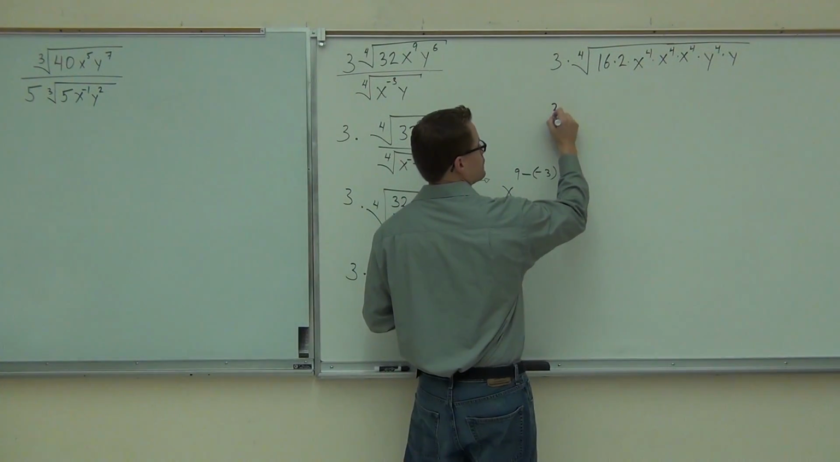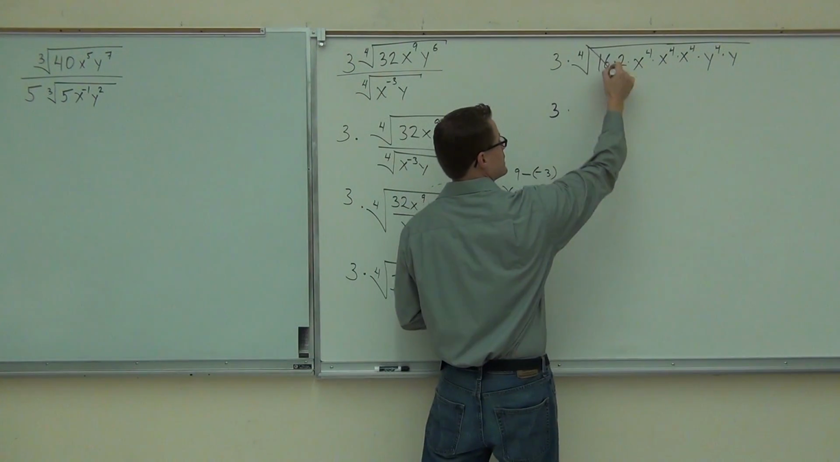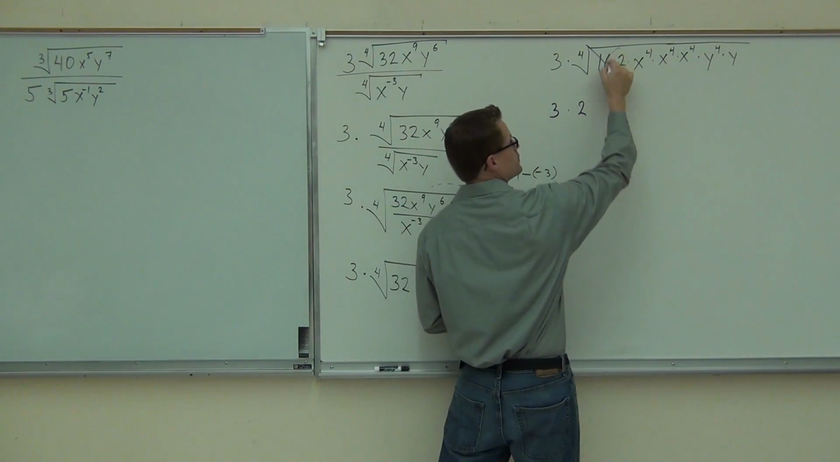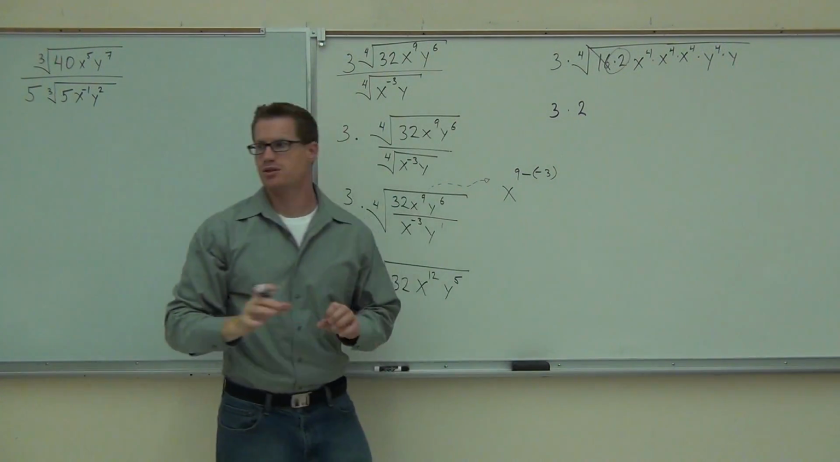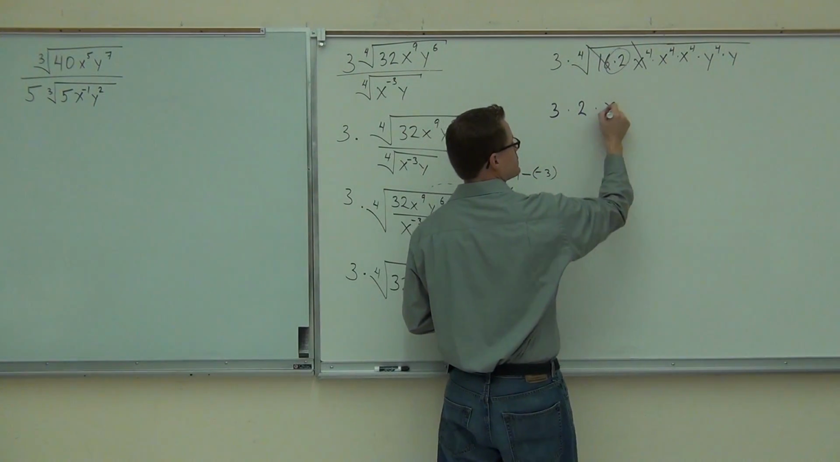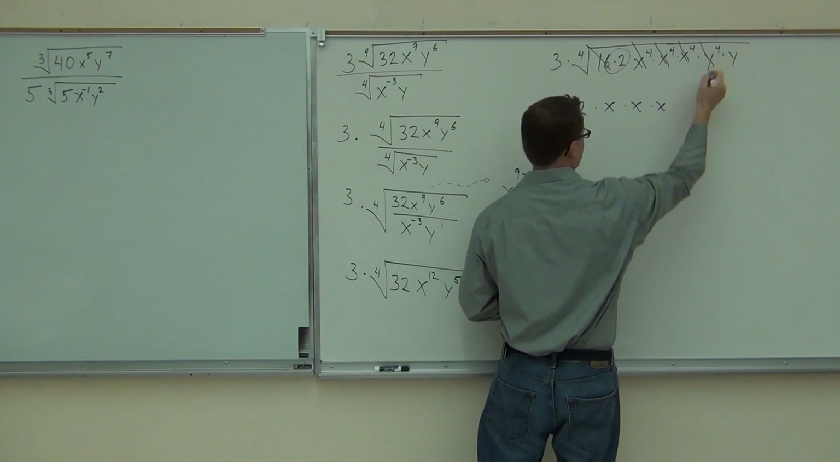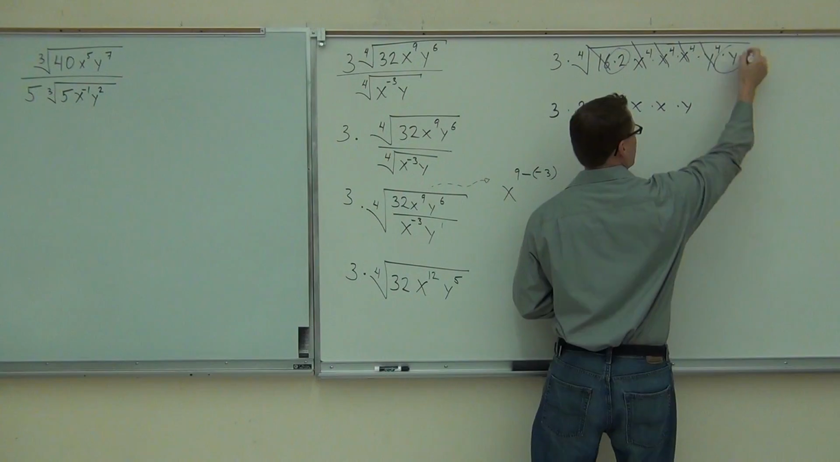That 3 hangs out until the very end, until we can multiply it by something. We'll take the 4th root of 16, that gives you 2. 4th root of 2, I can't do anything with that. I'm going to circle it, it's going to stay inside of my radical. 4th root of x to the 4th, that gives you x, then x, then x, another y, but that y I can't do much with.